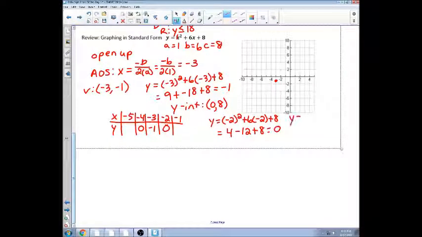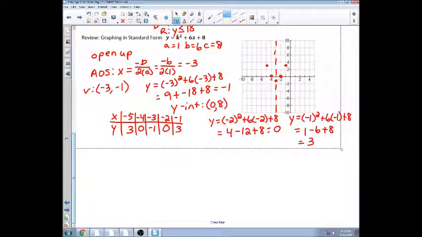Then I need to put negative 1 in for my x. Negative 1 squared is 1. 6 times negative 1 would be negative 6 plus 8. 1 minus 6 would be negative 5 plus 8 would be positive 3. Go ahead and graph. I already forgot something. That is my axis of symmetry, which would be right there. I want to go ahead and graph my points. So negative 2, 0, negative 4, 0, negative 1, 3, negative 5, 3.